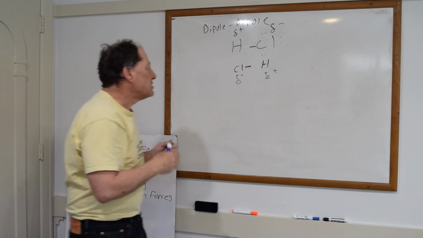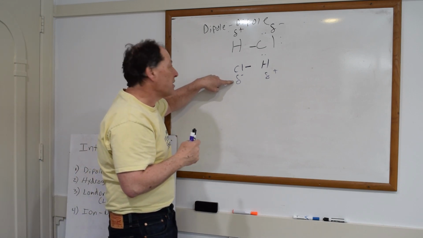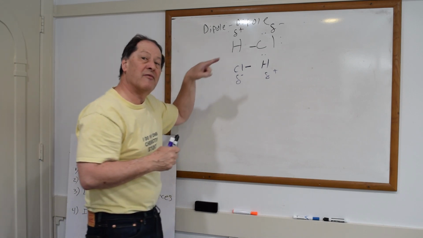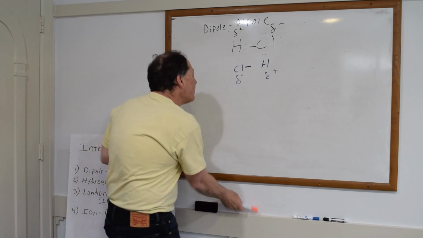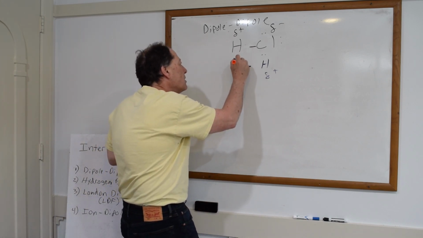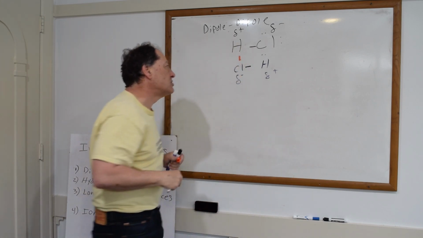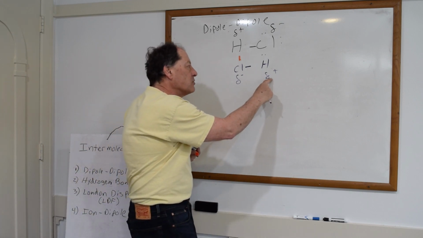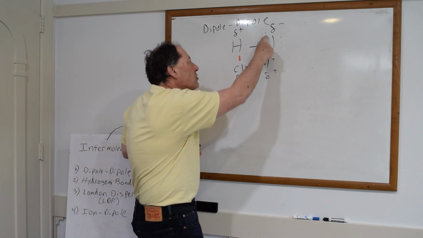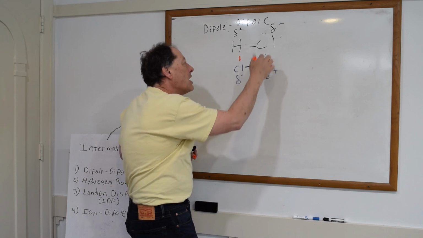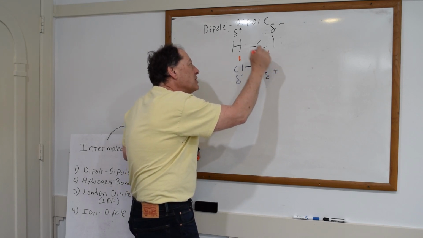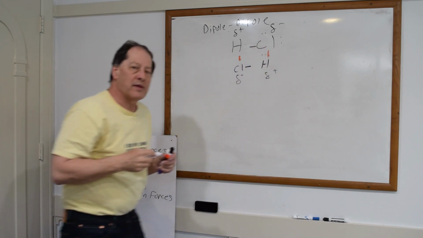As a result, this chlorine from this molecule will be attracted to the hydrogen of the other one. And so I'm going to have an attraction between those two molecules. Same thing with this hydrogen, which is slightly positive. That chlorine is slightly negative. So I'm going to have an attraction between the two molecules.